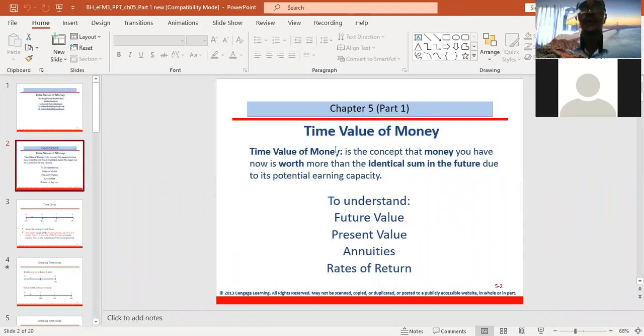So we need to compare the value of the money today and the value of the money in the future. You are expected to understand the future value of money, how to calculate the present value, how to calculate annuities, and also how to calculate rates of return. All these can be done using a financial calculator. It can also be done using other methods, but a financial calculator is more convenient. You will see later.